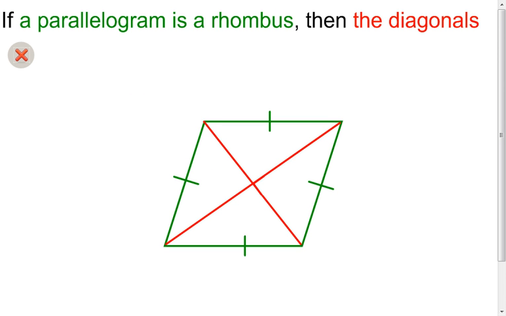Now we're going to look at the properties of a rhombus. The first one deals with the diagonals. If this parallelogram is really a rhombus, then we know that the diagonals are going to be perpendicular. As you see in my picture, I've shown that the diagonals are perpendicular. That will always happen as long as the parallelogram is a rhombus.